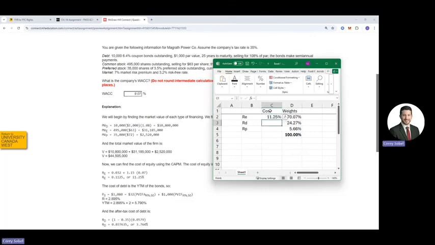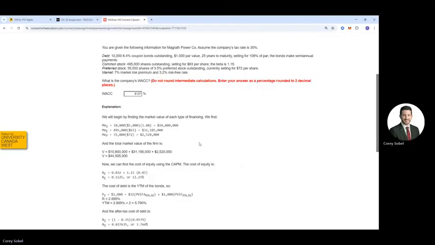So debt. I'm going to pull up my financial calculator to calculate the cost of debt. So what do they tell me in this question? Let's look at the debt. 10,000 6.4% coupon bonds outstanding, 1 million par value, 25 years. Okay. So let's go ahead and do this. What is my N? Semi-annual, right? Remember to look if it's annual or semi-annual. 25 years, semi-annual payments. So 25 times 2, because there are 2 payments a year. So N is 50.